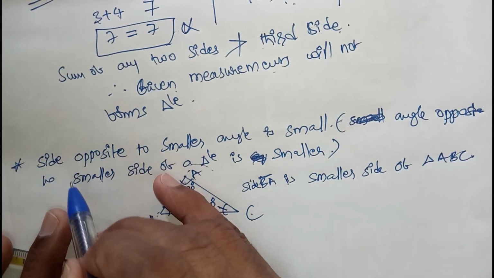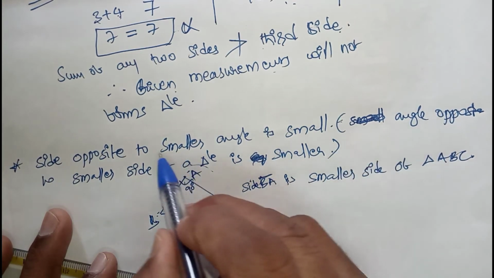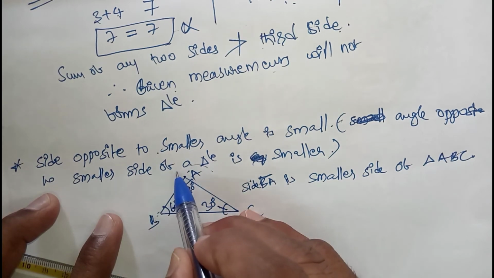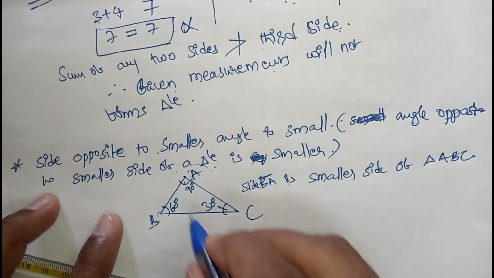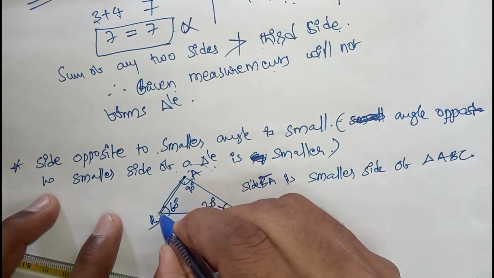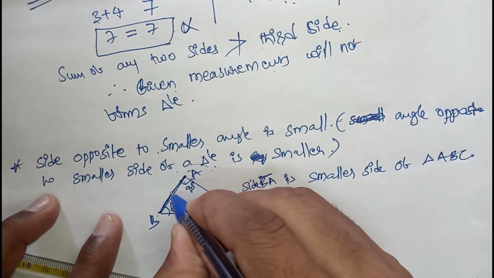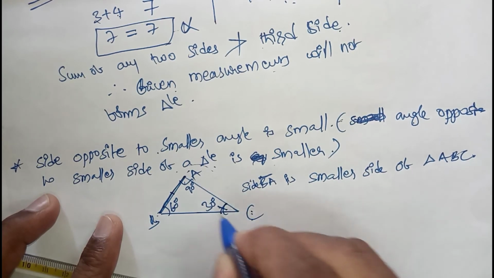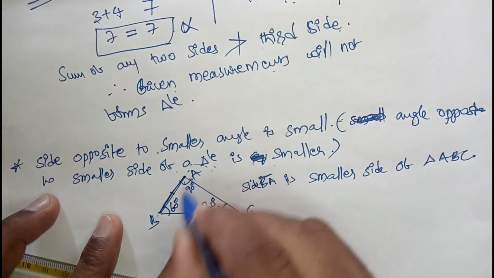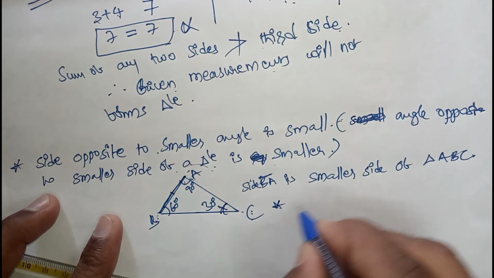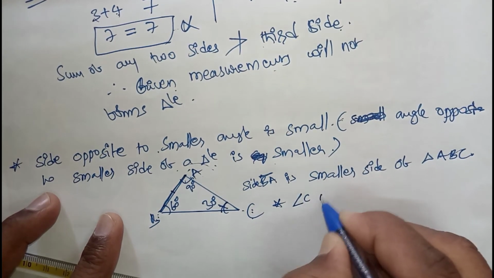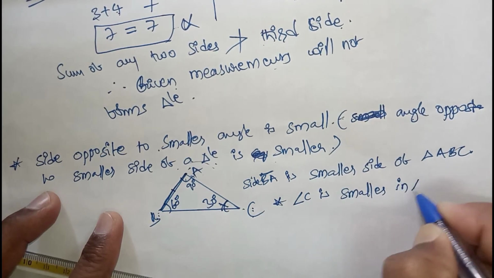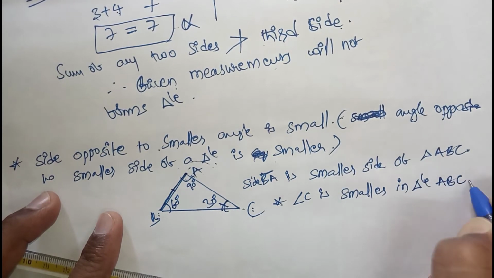And for the converse of this statement, the angle opposite to the smaller side of a triangle is smaller. Which is the smaller side? BA is the smaller side. For this side, the opposite angle is 30 degrees. So angle C is smaller in triangle ABC. One more point we can write: angle C is smaller in triangle ABC.